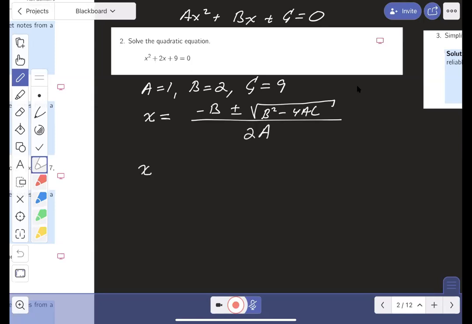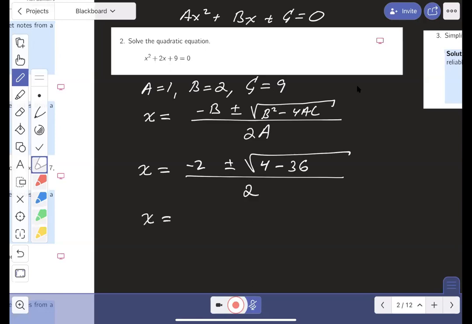So what do you have here? x equals. What's minus b? It's minus 2 plus or minus. b squared is 4 minus, well, let's see, 4 times a, that's 4, times c is 36. Let me just do that again. 4 times 1 is 4, and 4 times 9 is 36. What's twice a? 2. What do you get here? x equals minus 2 plus or minus the square root of 4 minus 36, which is minus 32.